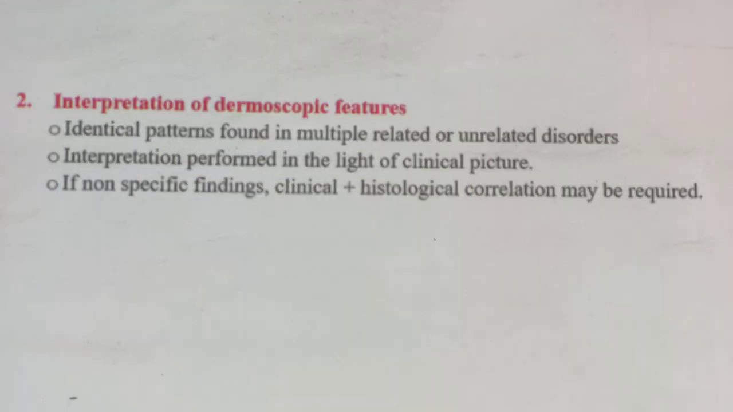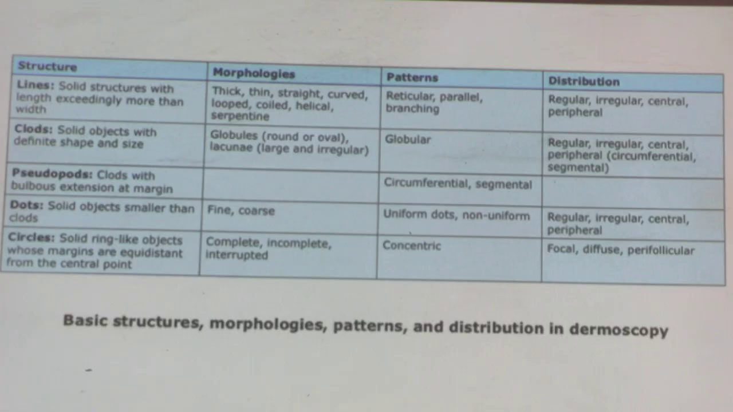Next. Coming to interpretation of dermoscopic features, identical patterns may be found in multiple related or unrelated disorders. So, interpretation should always be performed in the light of clinical picture. If dermoscopy yields non-specific findings, clinical and histological correlation may be required. So this is a table showing the basic structure, morphologies, patterns and distribution.